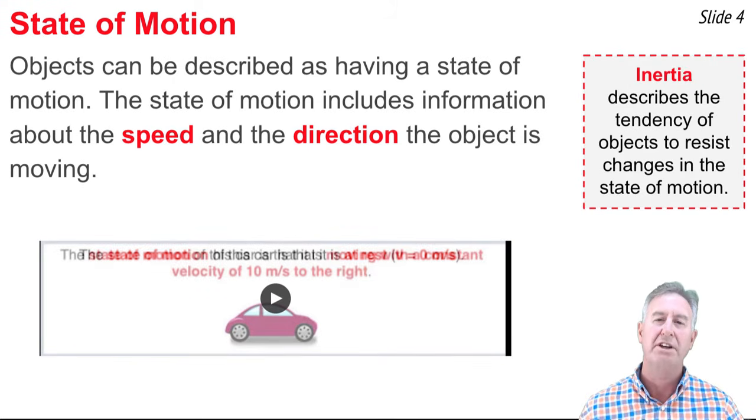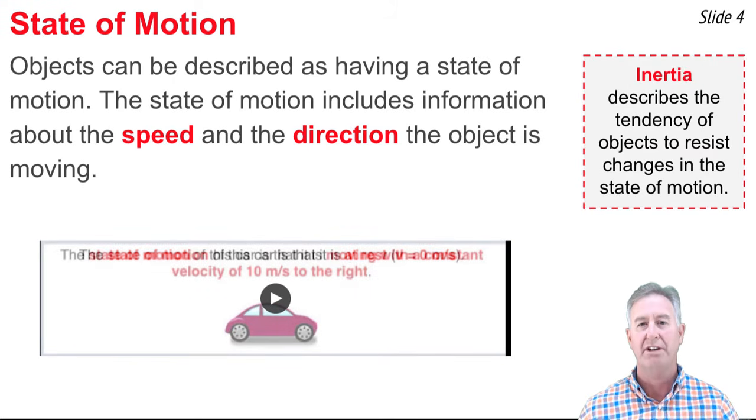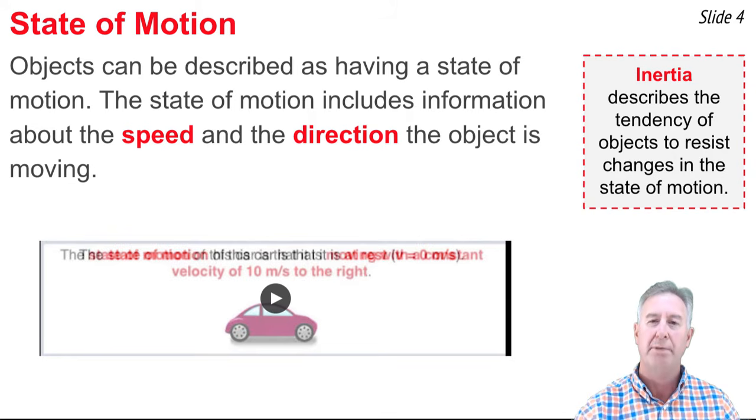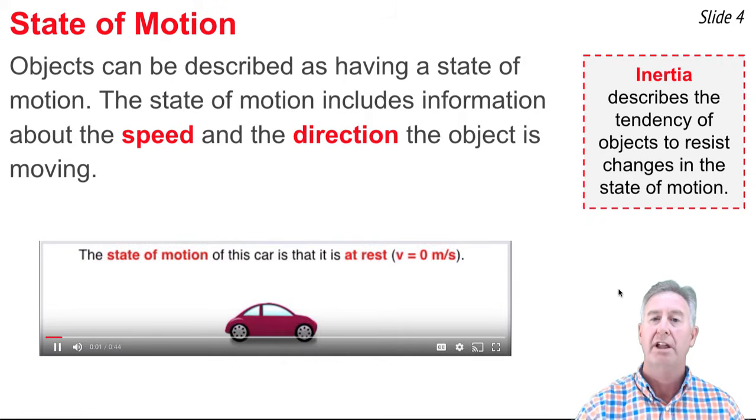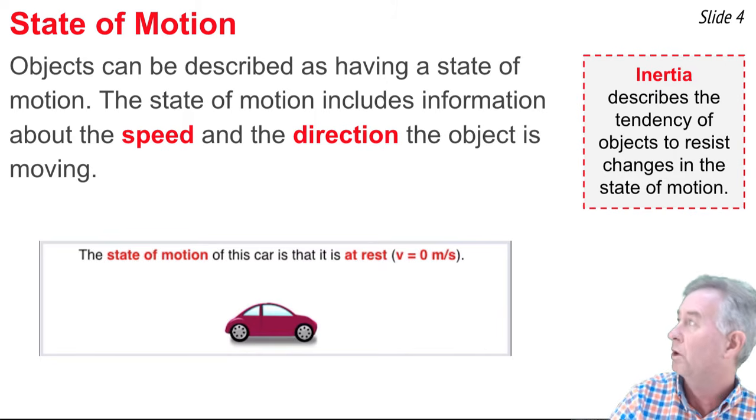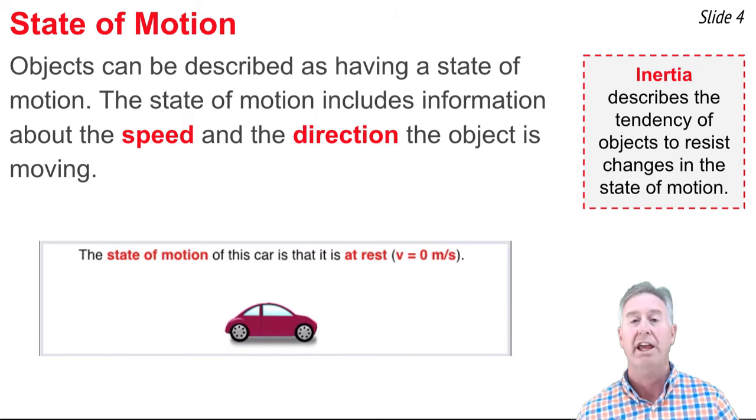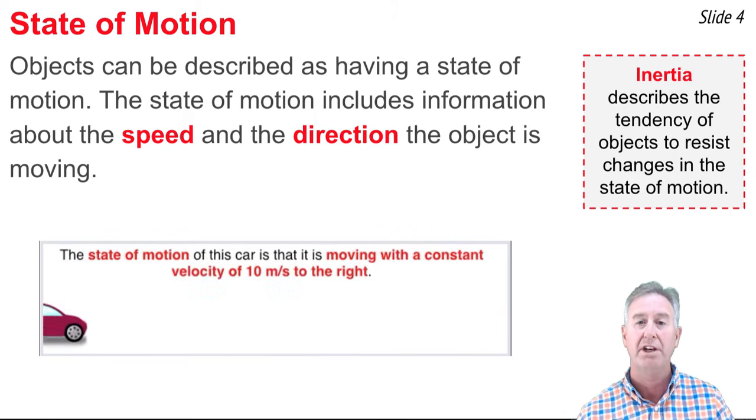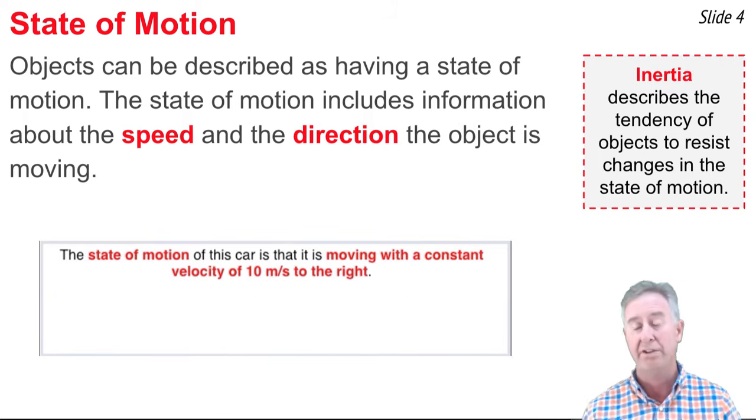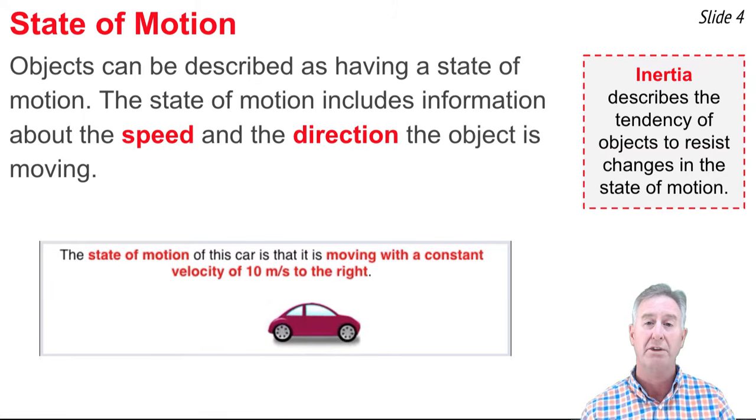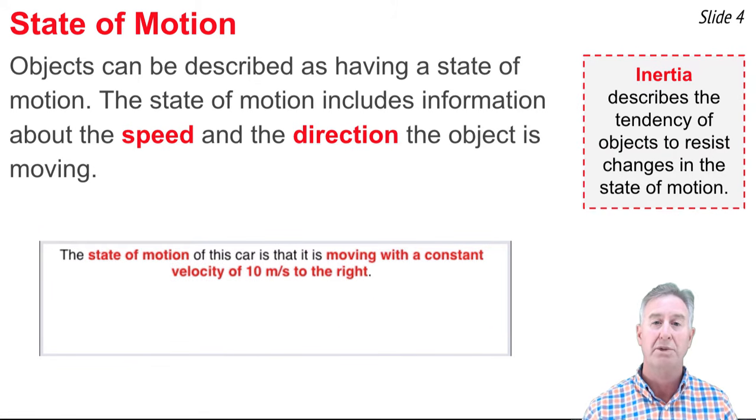Inertia describes the tendency of an object to resist changes in its state of motion. But exactly what is meant by state of motion? Objects can be described as having a state of motion, and this includes information about its speed and its direction. Like if we observe this animation here, this car has a state of motion of being at rest. Its velocity is 0 meters per second. And this car has a state of motion of having a velocity of 10 meters per second to the right. Its speed is 10 meters per second, and its direction is to the right.